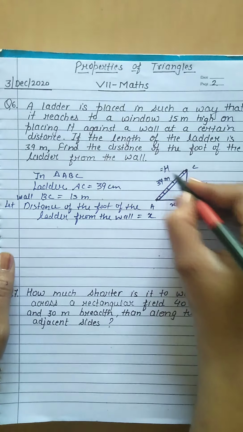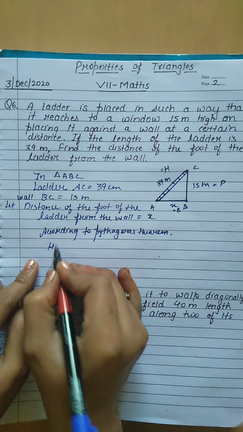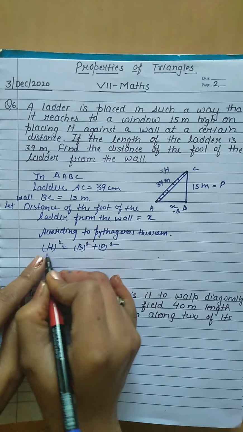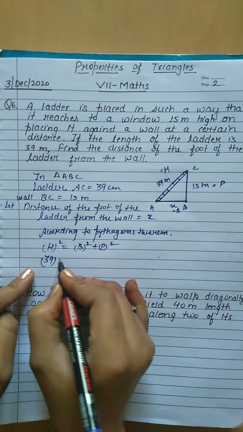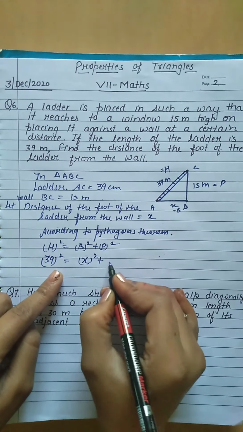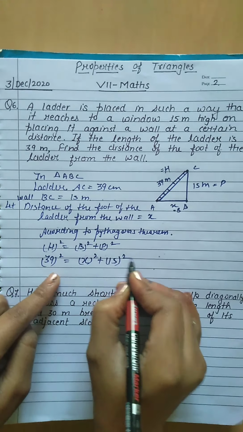Okay, so students, in triangle ABC, that is the hypotenuse, that is the perpendicular, and student, that is the base. So according to Pythagoras theorem, hypotenuse square is equal to base square plus perpendicular square. So students, hypotenuse is here 39 meter square, and base that means x square, and perpendicular that means 15 square. So 39 square, 1521 is equal to x square plus 15 square, that is 225.